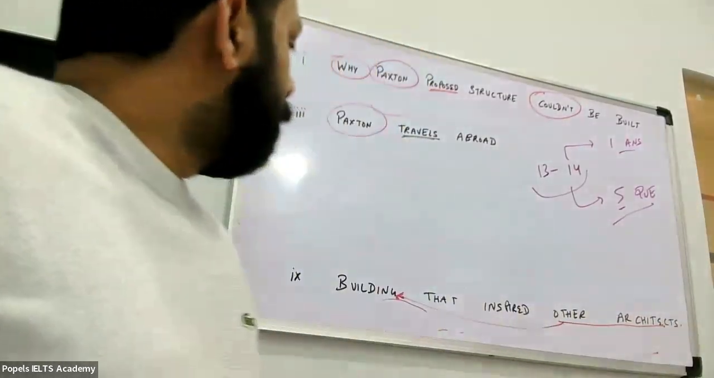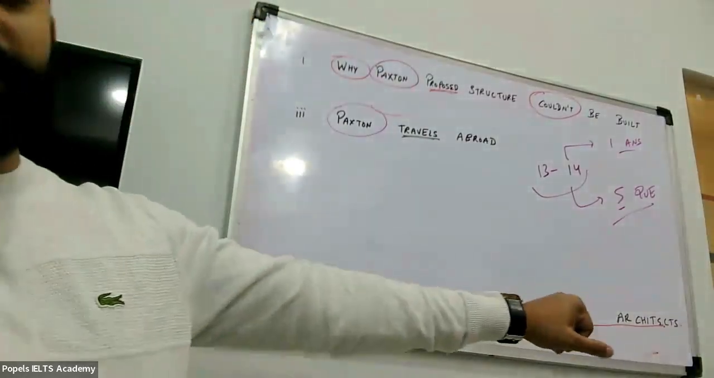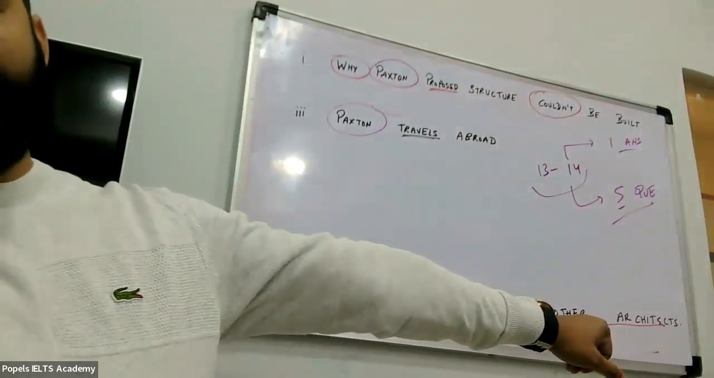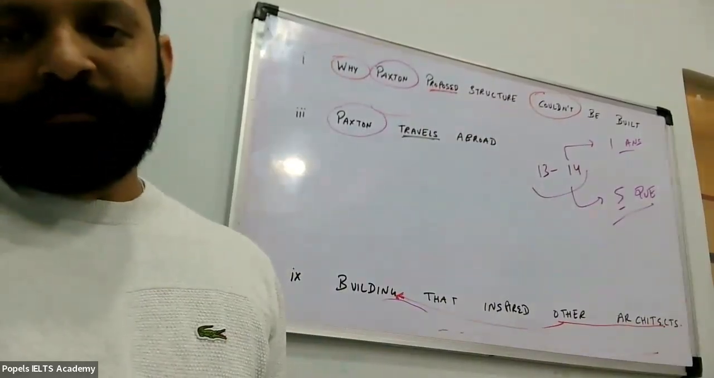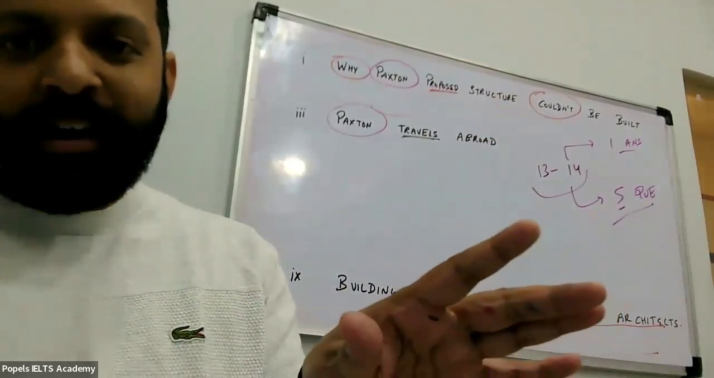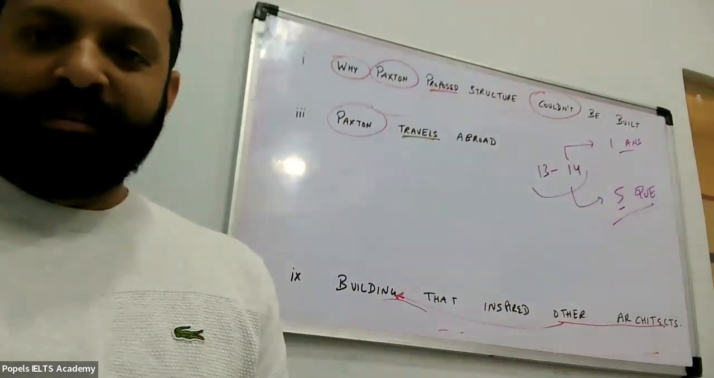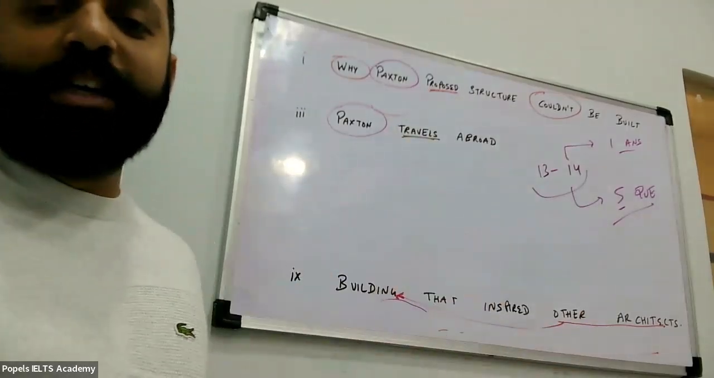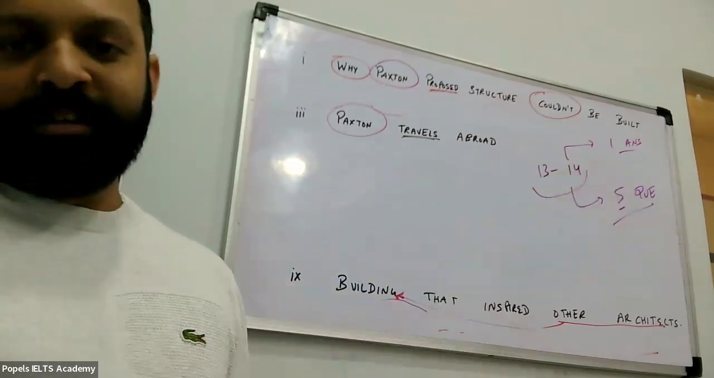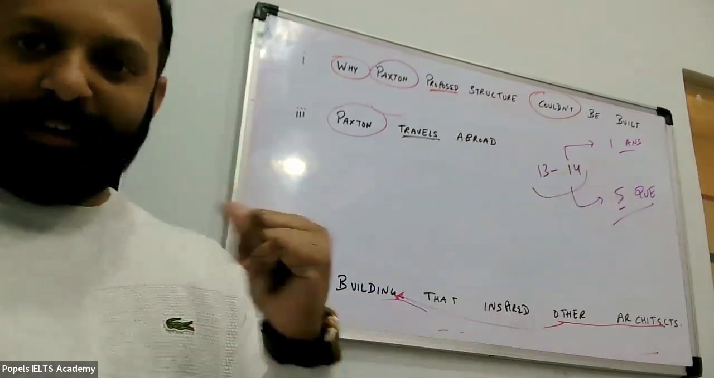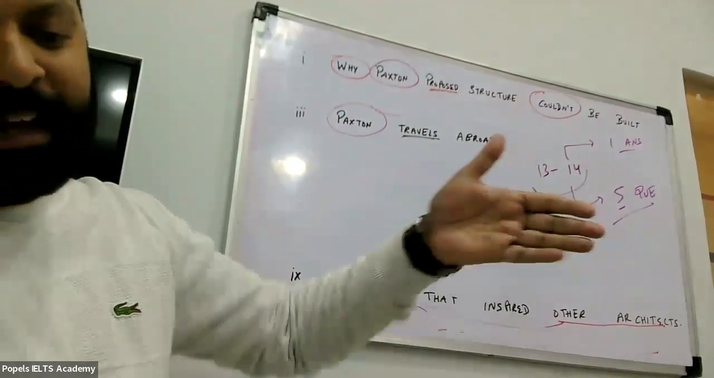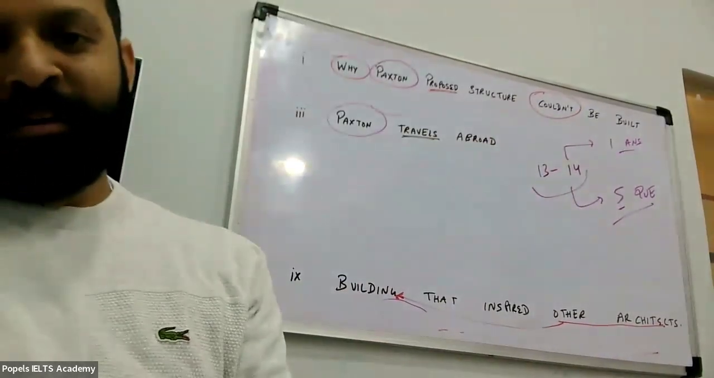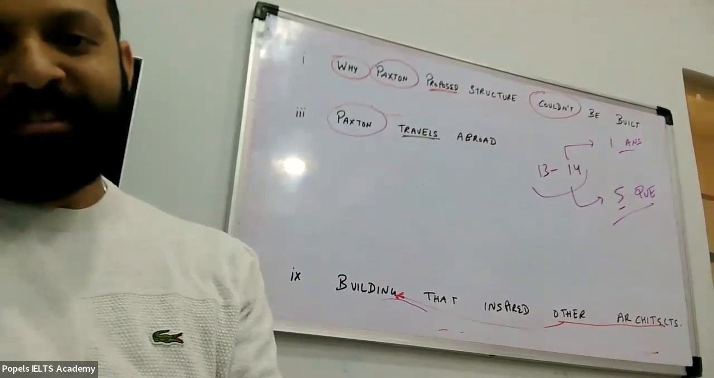So as of now, do I have any clue of a building that inspired other architects? It was never built. How can it inspire other architects? Because the building doesn't exist, how will the inspiration exist? Opposite to this, now, did Paxton travel abroad? He is working in London only. Yes. Now, what is the answer?